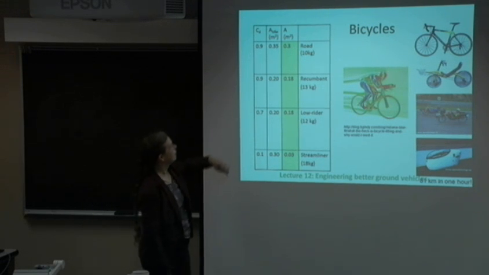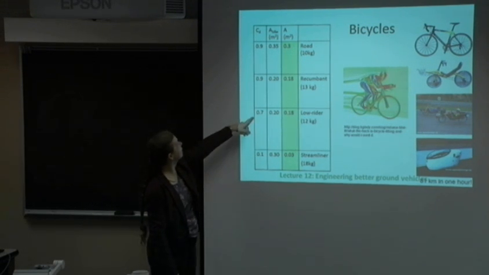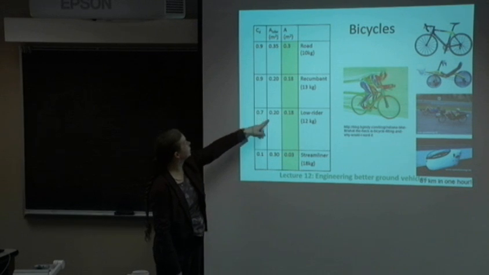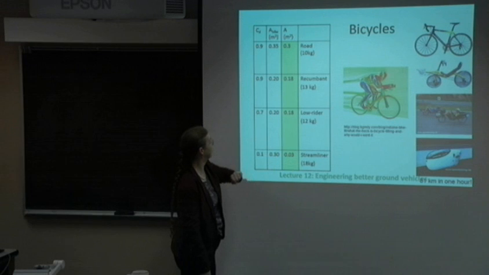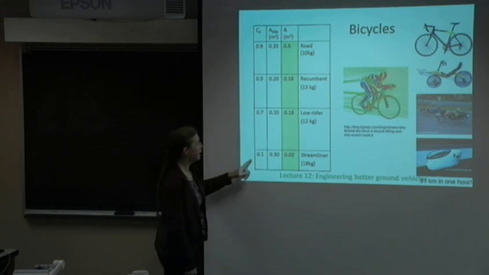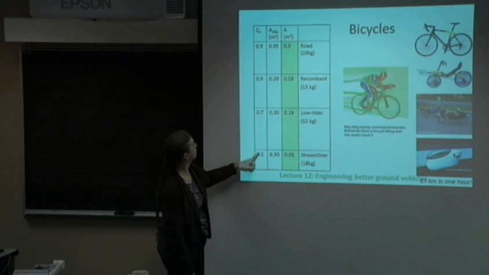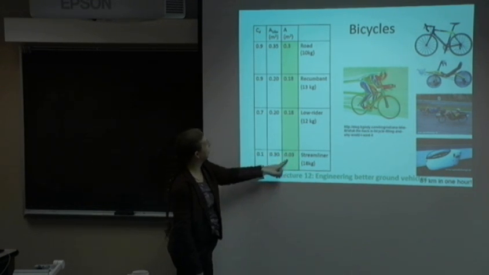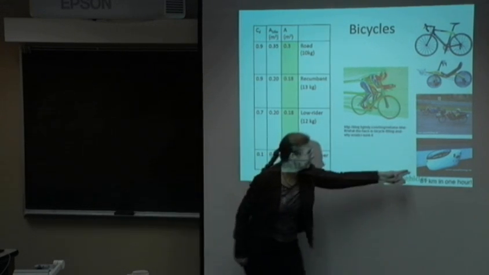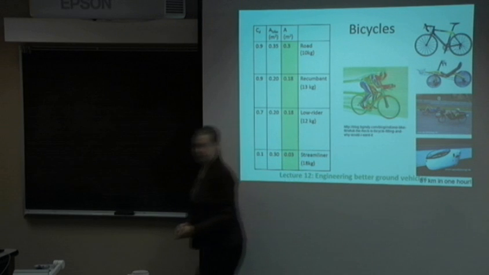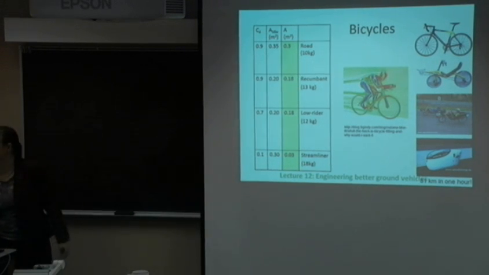But anyways, the low rider has a smaller drag coefficient, a small effective area, and weighs 12 kilograms. And a streamliner bike, which I'm going to show you shortly, has a very low drag coefficient, medium area, and very low effective area. Has anyone ever seen one of those? Me either. I would love to start seeing these things.